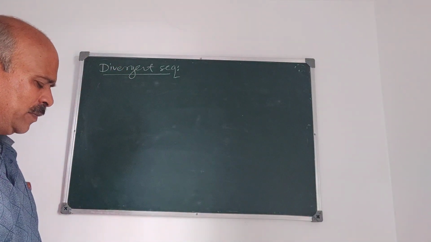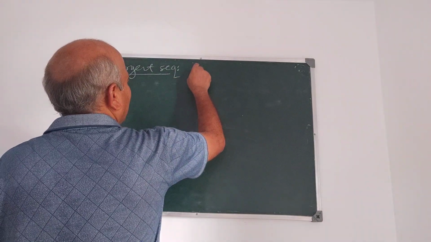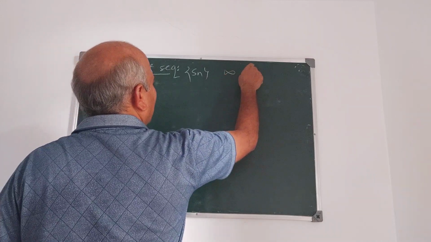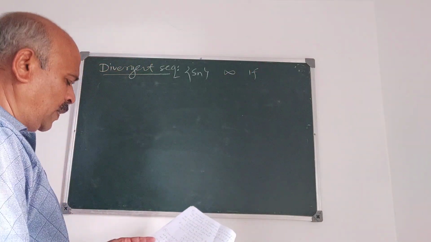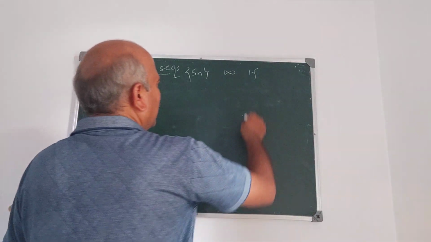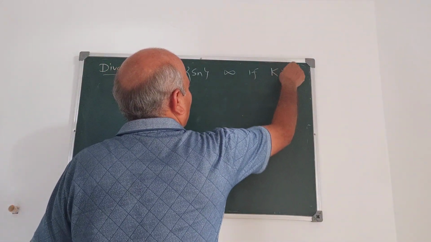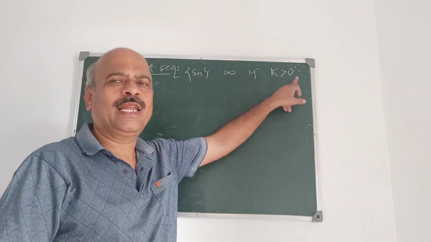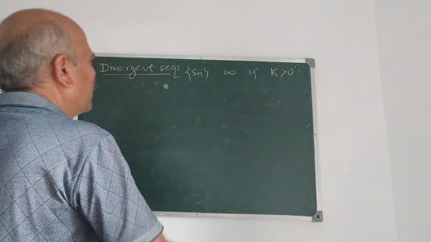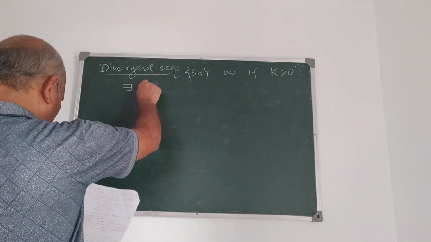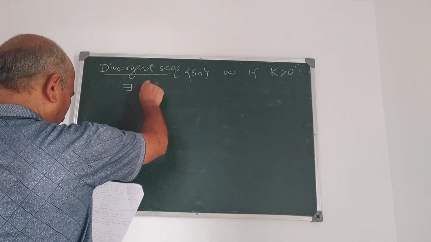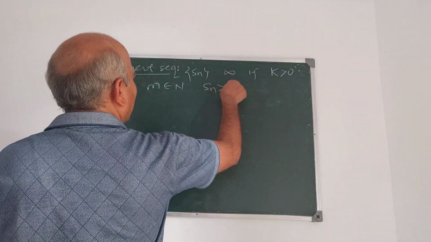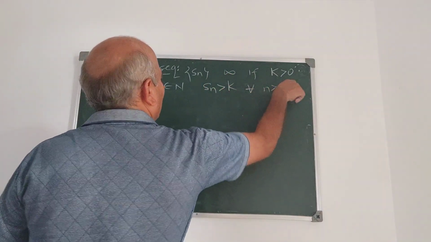Now, divergent sequence means, see, the definition is like this: a sequence Sn is said to diverge to plus infinity if for the fixed positive integer k, however large it is, there exists m belongs to n, so that Sn is greater than k for all n greater than or equal to m.